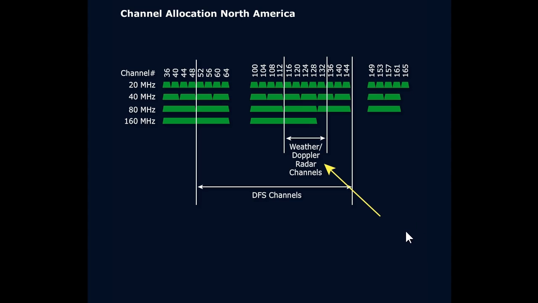And especially if you are running in Europe, there's a potential conflict between the weather and Doppler radar channels and the channels that we're occupying for our Wi-Fi. So there are a couple of technologies that with the ETSI-based images on a Cisco access point will be enabled. One of those is DFS, Dynamic Frequency Selection.